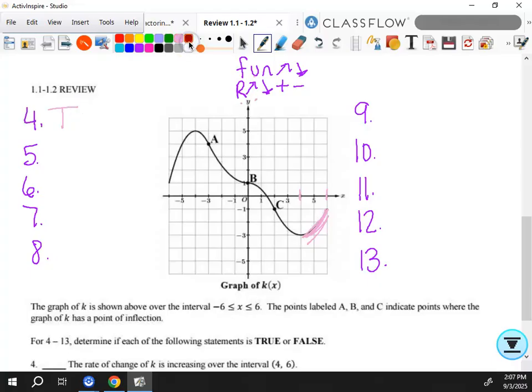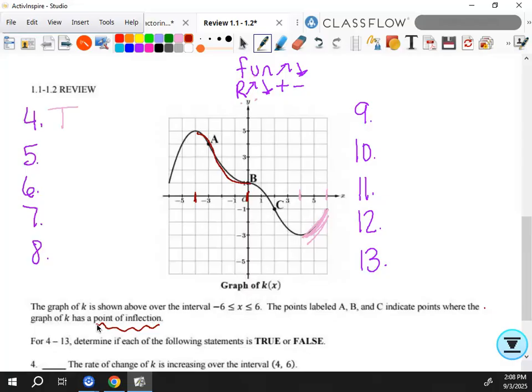All right. Then 5, the rate of change of K is negative over the interval from -4 to 0. All right, so this is what's happening over that interval. Now, I skipped over what y'all skip over a lot, which is kind of the directions or the important words right here that say the graph of K is shown above. The points labeled A, B, and C indicate points where we have a point of inflection. What happens at the point of inflection? A switch of what? Concavity and rate. It changes where the rate of change is increasing or decreasing, but it's the change in concavity.